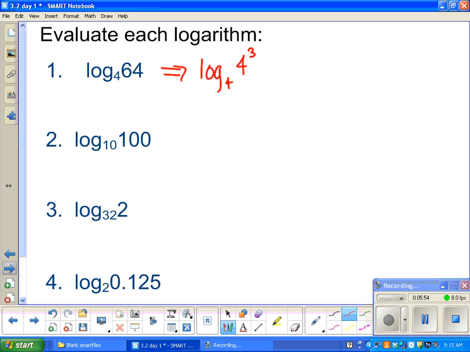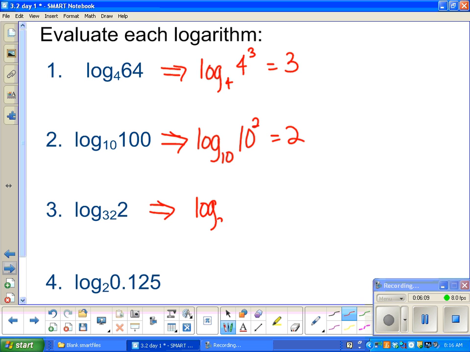64 is 4 to the third. That equals 3. Let's match the base. These two are pretty easy. 10 squared is 100. It's 2. Now, this one's going to be more complicated. Log base 32. 32, what?